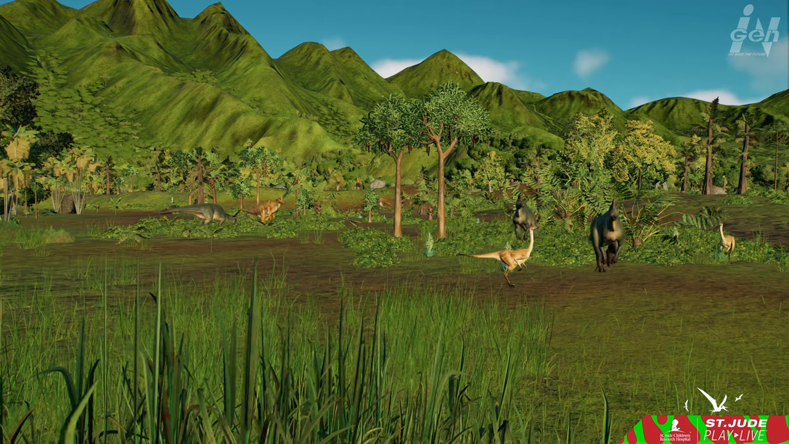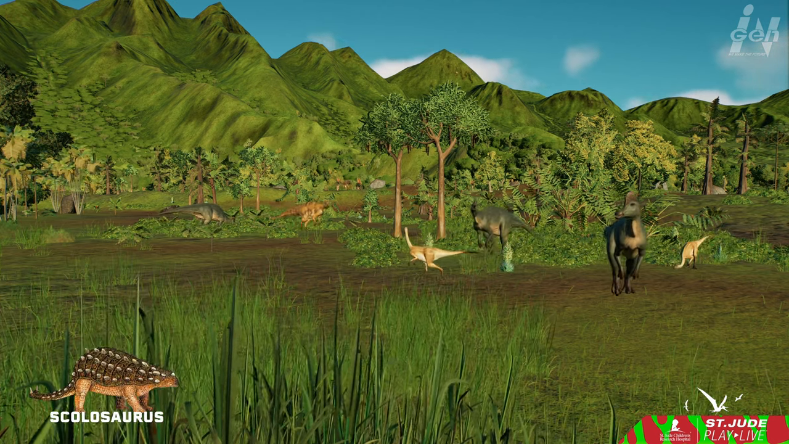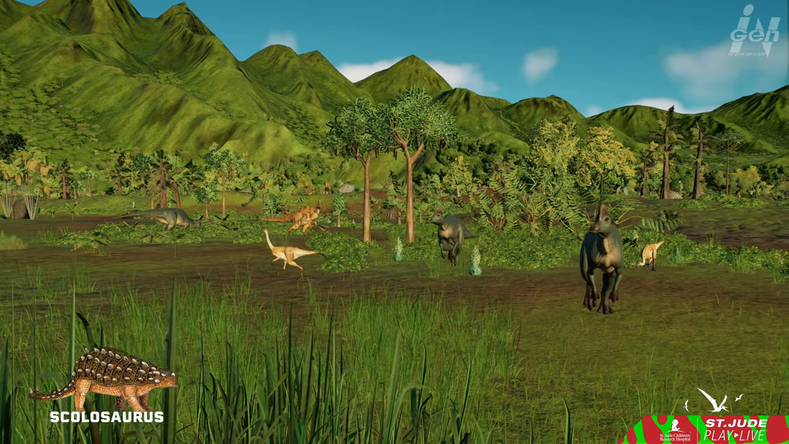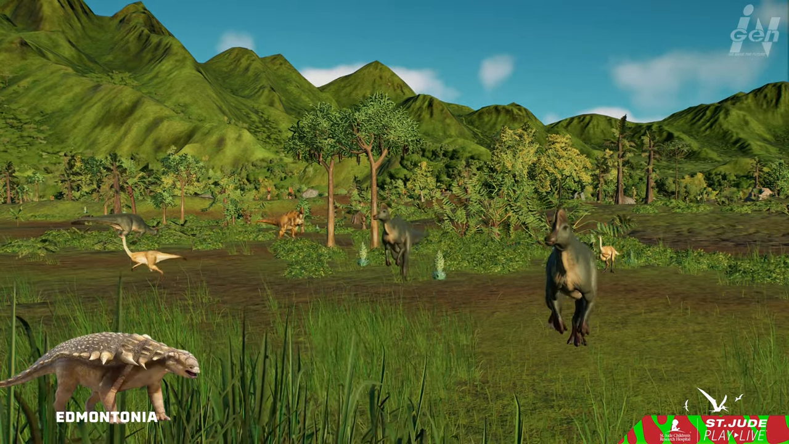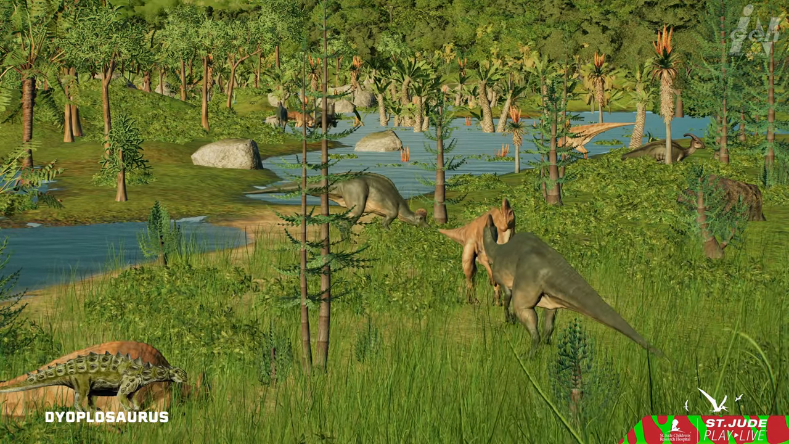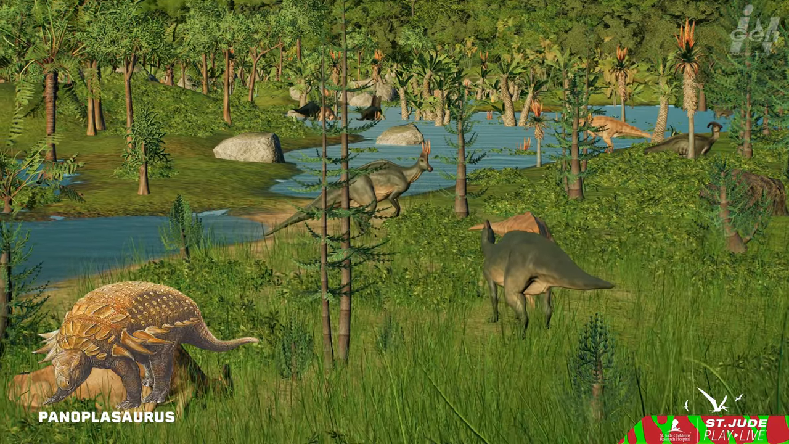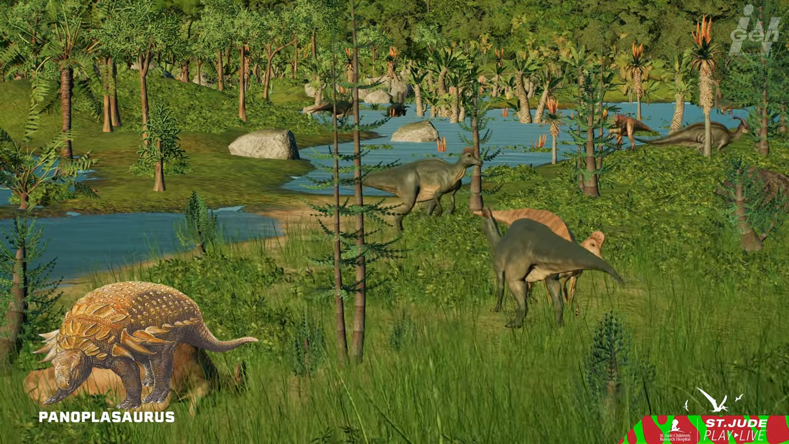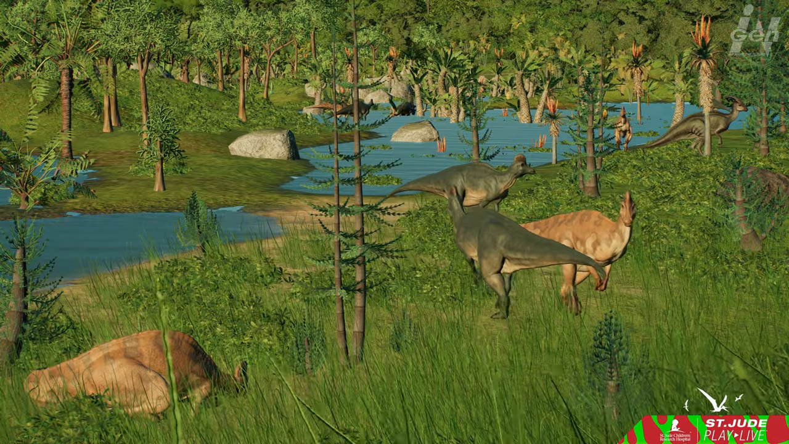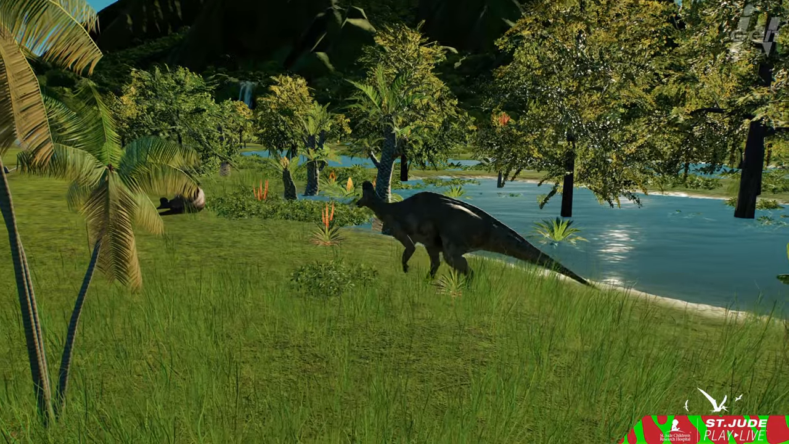Also living in this section of the formation include the ankylosaurids like the Scolosaurus, whose name means pointed spike lizard, the Edmontonia, a bulky, broad, and tank-like dinosaur, and Dyoplosaurus, whose name means doubled armored lizard. Others include the Platypelta, which was mistaken as a Stegosaurus when first discovered, and Euplocephalus, who we know loads about due to its vast amounts of discovered fossils.